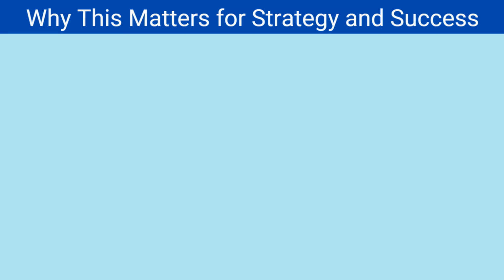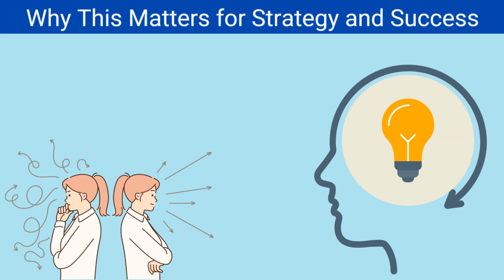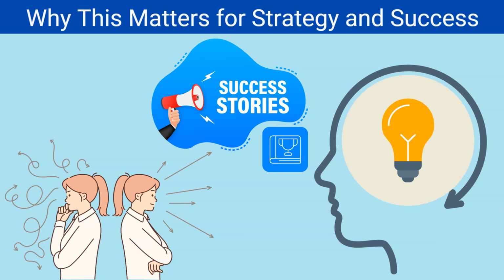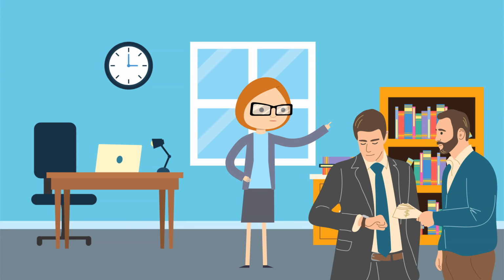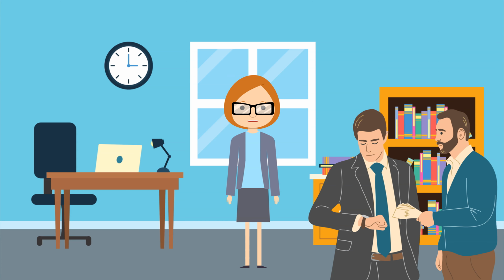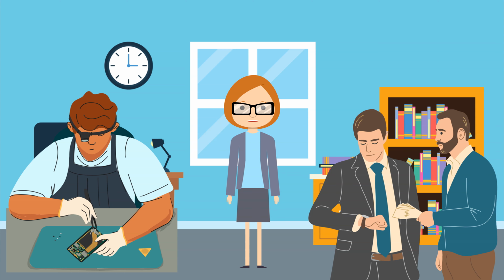Why this matters for strategy and success. Mintzberg's insights offer a fascinating look into the nature of managerial work. The managerial job type a leader embodies can shape their perspective, their strategy, and ultimately the organization's success. For instance, a contact man may excel at bringing in clients and new ideas, but might struggle with implementing them. On the other hand, an insider could be fantastic at streamlining operations, but disconnected from the marketplace pulse.